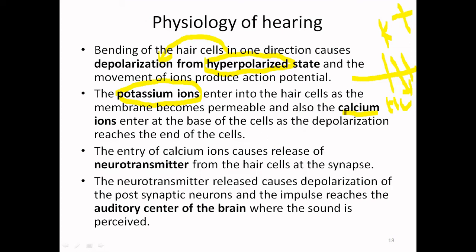Now, due to the entry of the calcium ions, there is also release of neurotransmitter. This neurotransmitter is very, very essential to convey the message between the hair cells, or the modified neuronal cells. And this neuronal impulse has to travel to the auditory nerve, and this auditory nerve carries the impulse to the brain, where the sound waves are interpreted, in the auditory center of the brain.